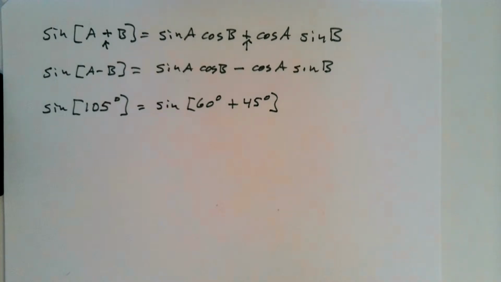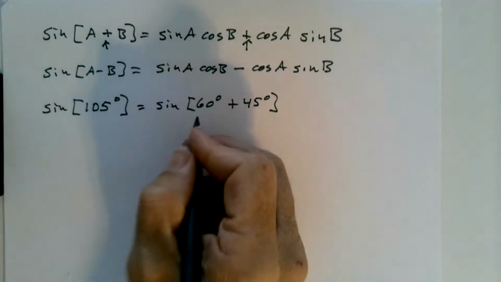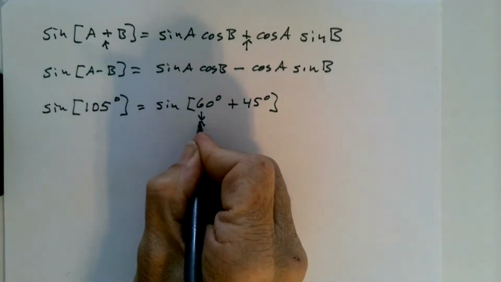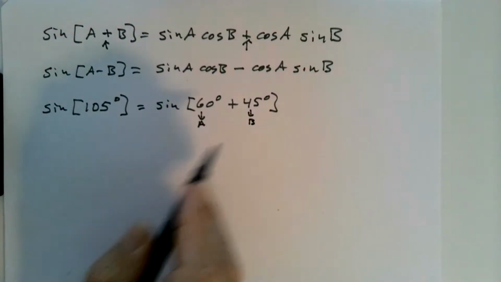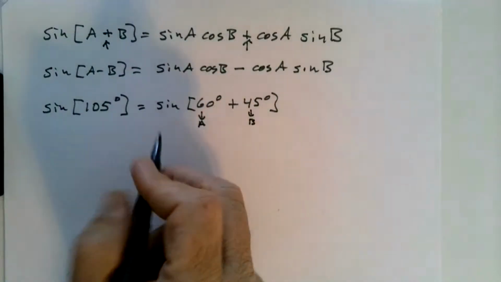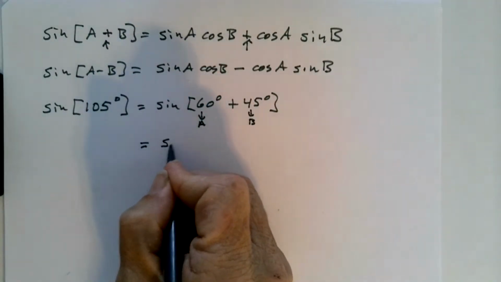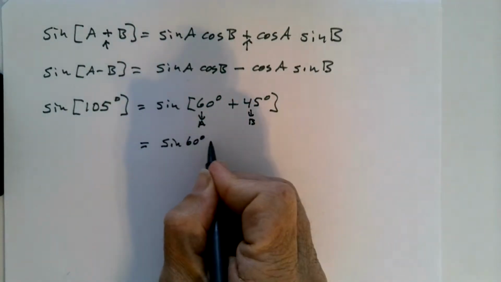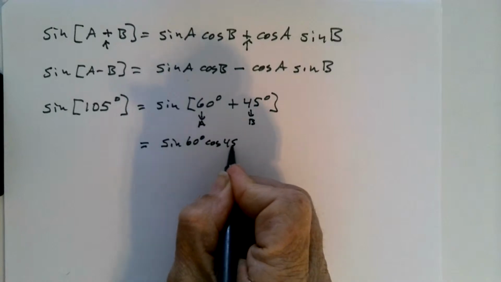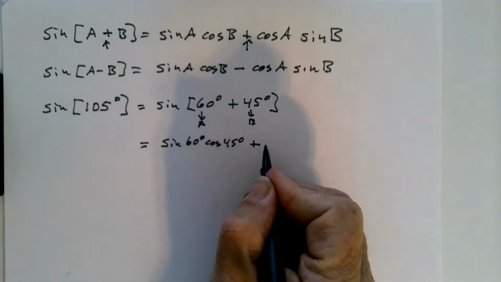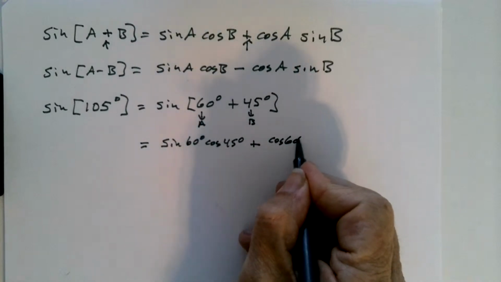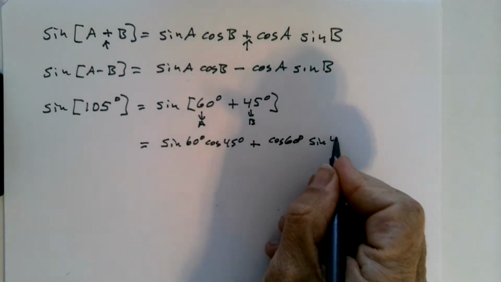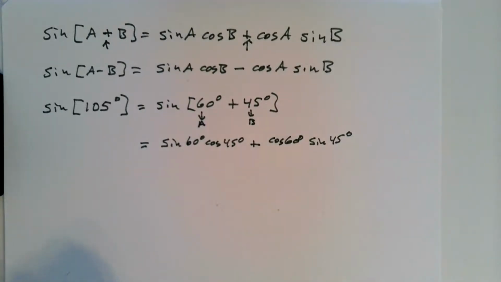We have an answer. 60 degrees here is standing for A. 45 degrees is standing for B. So I have sine of A plus B. I'm using this version: sine A cos B, so sine 60 degrees cos 45 degrees, plus cos A sine B, cos 60 sine 45 degrees. So let's see if Kristen's number is correct.